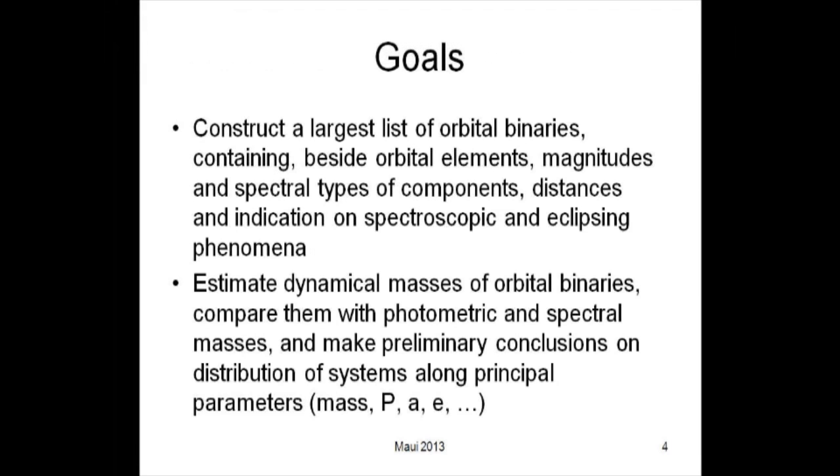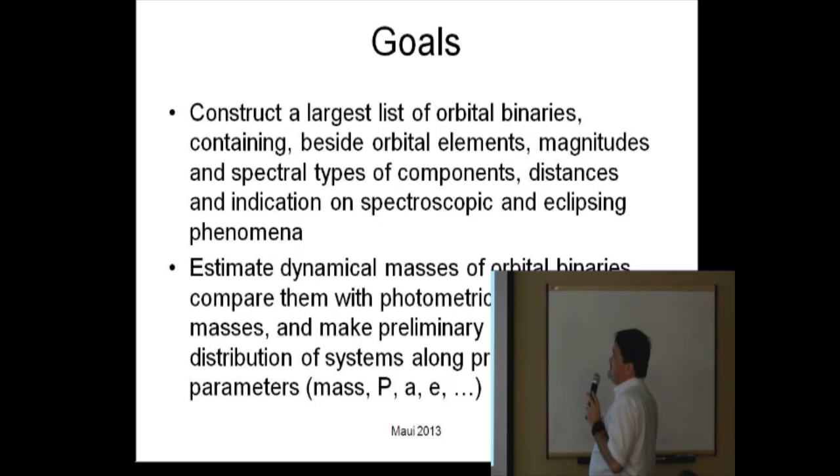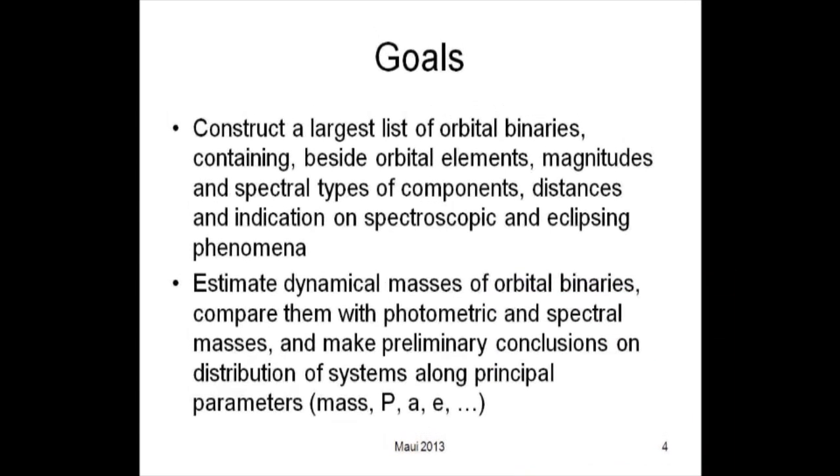distributions. Our goals are to construct the largest list of orbital binaries containing orbital elements, magnitudes, spectral types of components, distances, and indication of spectroscopic and eclipsing nature of systems. Then we would like to estimate dynamical masses of orbital binaries. We can also estimate photometric and spectral masses. I will later remind you what this is. And we intend to make some preliminary conclusions on the distribution of systems along principal orbital parameters like period, semi-major axis, eccentricity, and masses of the components.